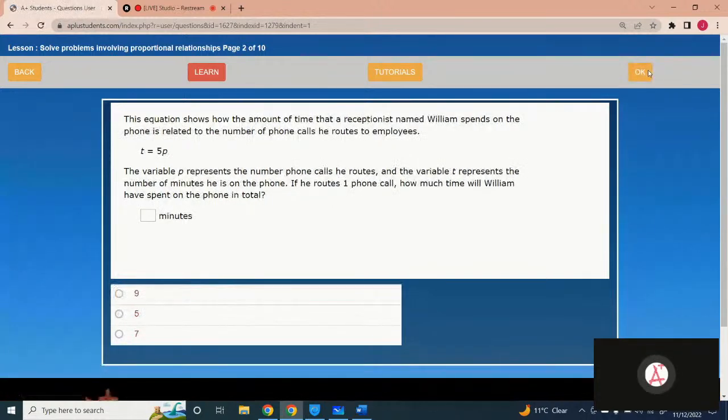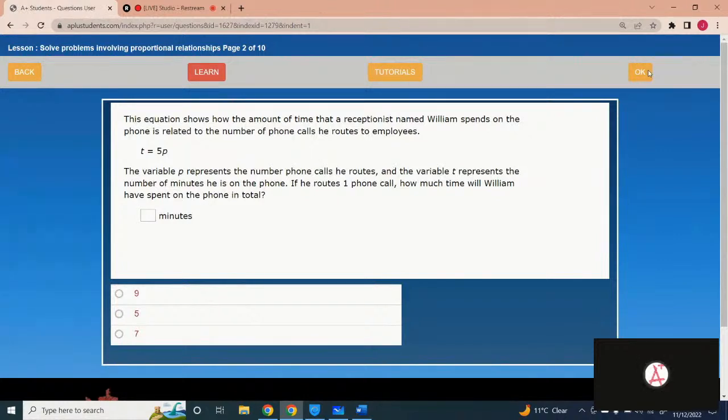Okay, the next one is the equation shows how the amount of time that a receptionist named William spends on the phone is related to the number of phone calls he routes to employees. T equals 5P. The variable P represents the number of phone calls he routes, and the variable T represents the number of minutes he is on the phone. If he routes one phone call, how much time will William have spent on the phone?